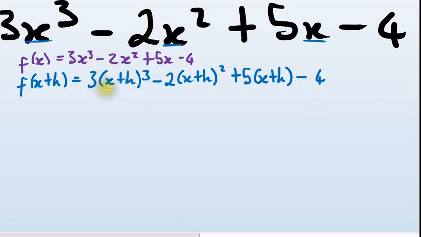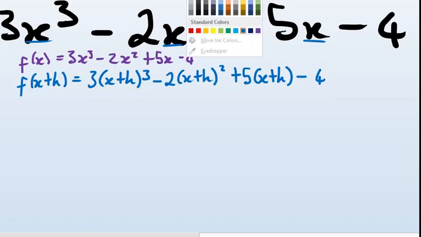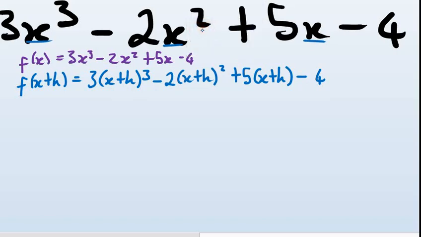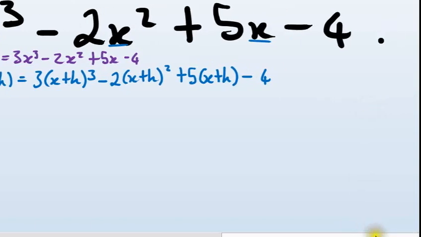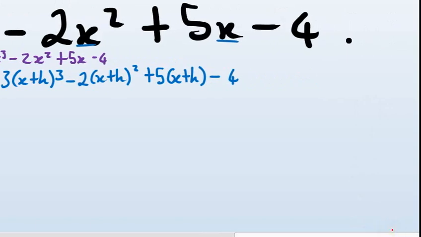Now let's do this x plus h cubed. Those who have not worked with expansion of cubic expressions, let's just do it together, because you're going to meet something that needs you to do that. So I just do a tiny thing here on the side, and I know that you know that the answer is possible.